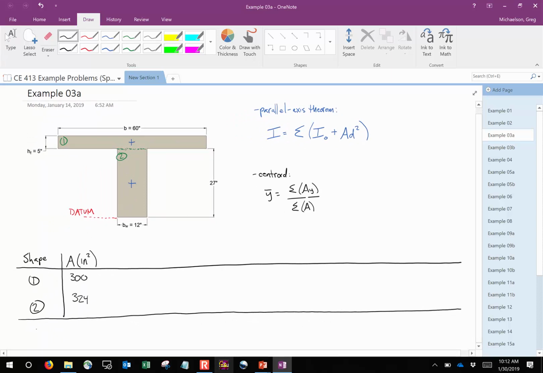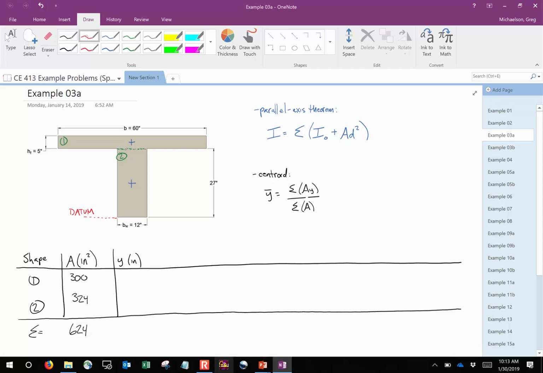Okay. Next thing I'm going to do is here on the bottom, I'm going to put a sum. So 300 plus 324, I'm going to say that that is, what, 624? All right. Simple, right? Okay. All right. So if I'm computing centroids, I've got A's, I need Y's, right? So I need Y distances. So what are the Y distances?